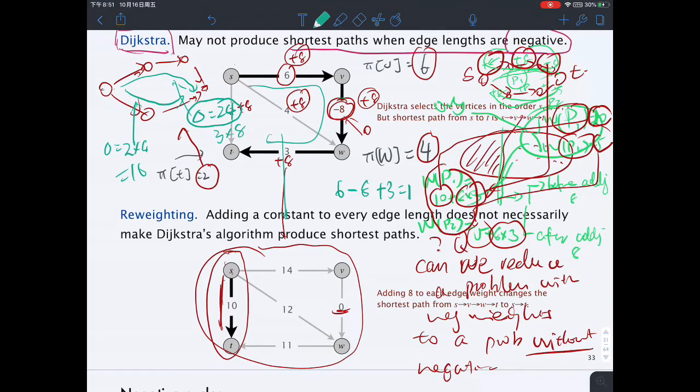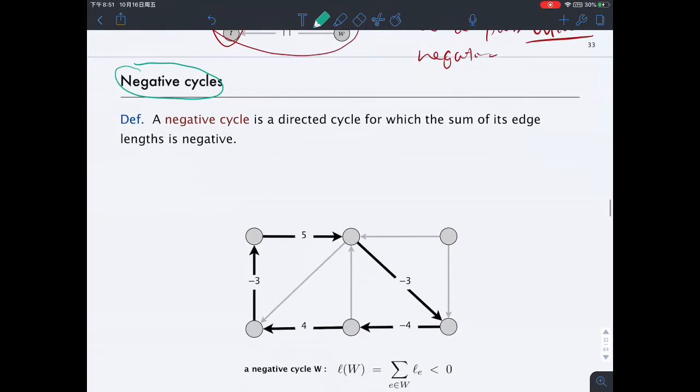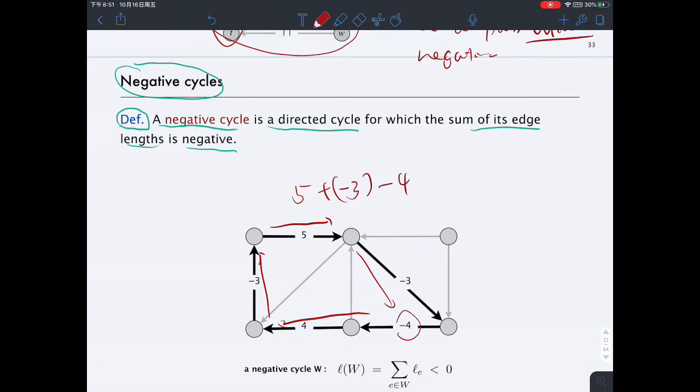What's more nasty here is that sometimes the shortest path actually contains an edge with negative weight. What's even more nasty is the possibility of a negative cycle, right? So let's really just define the negative cycle. A negative cycle is a directed cycle where, when we sum up all the edge weights, the sum is negative. If you look at this particular example, the cycle over here is a negative cycle.